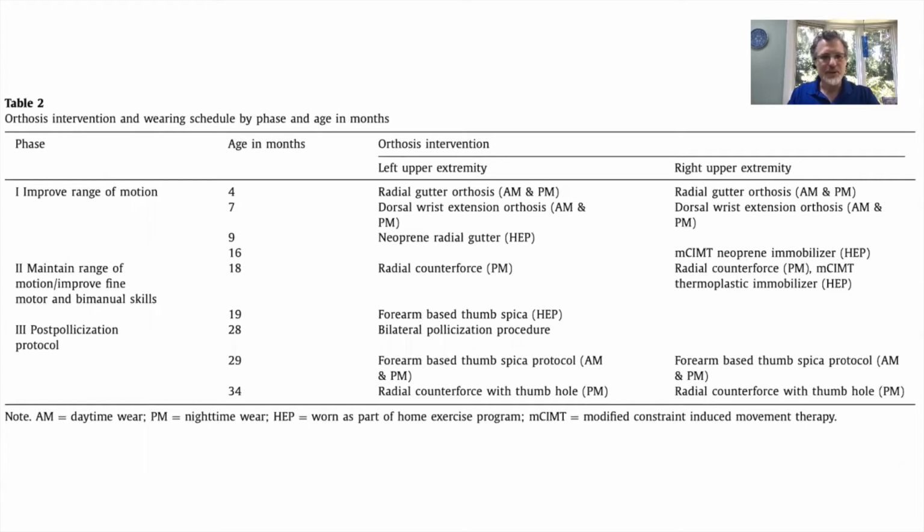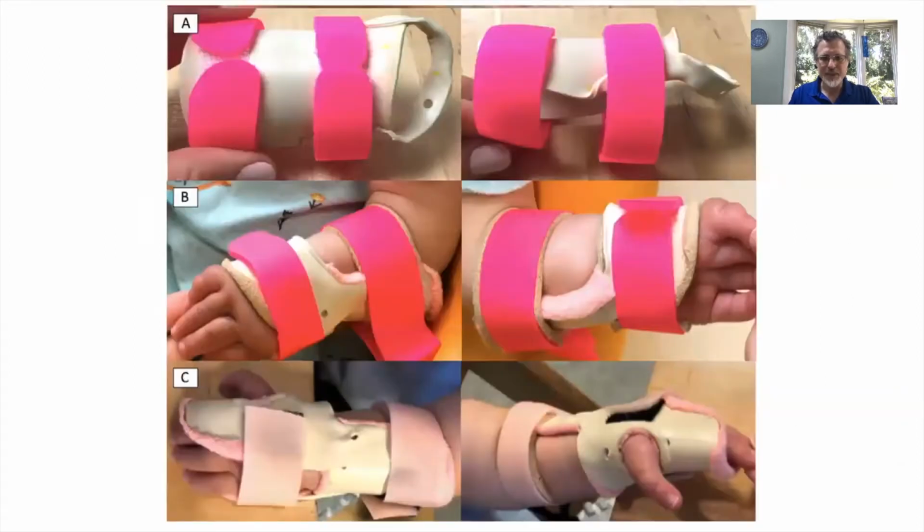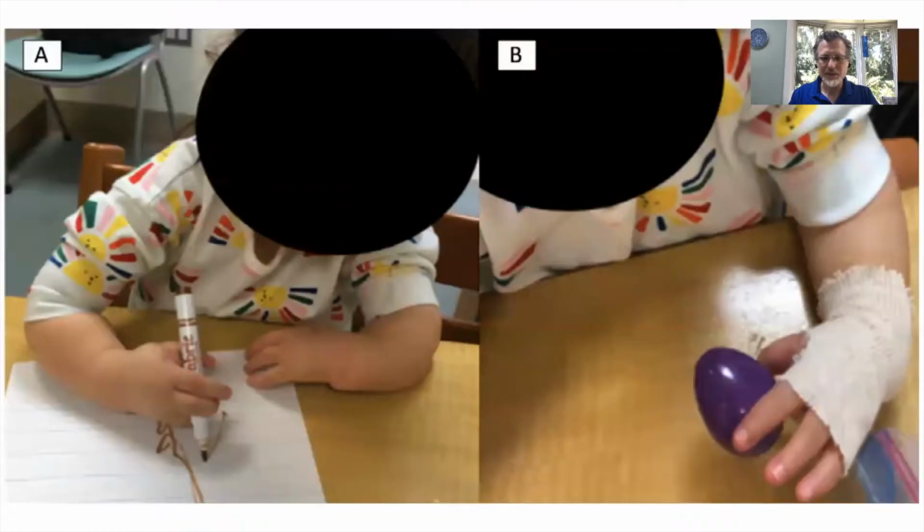The orthosis treatment goals were to improve range of motion and maintain the range of motion in phase 2, then phase 3 was the pulsation protocol. And you can see that using a combination of splints and therapy, we're able to not only achieve a good position of the wrist, but also to maintain it over time. And this is the picture I showed you of one of the treatment goals.